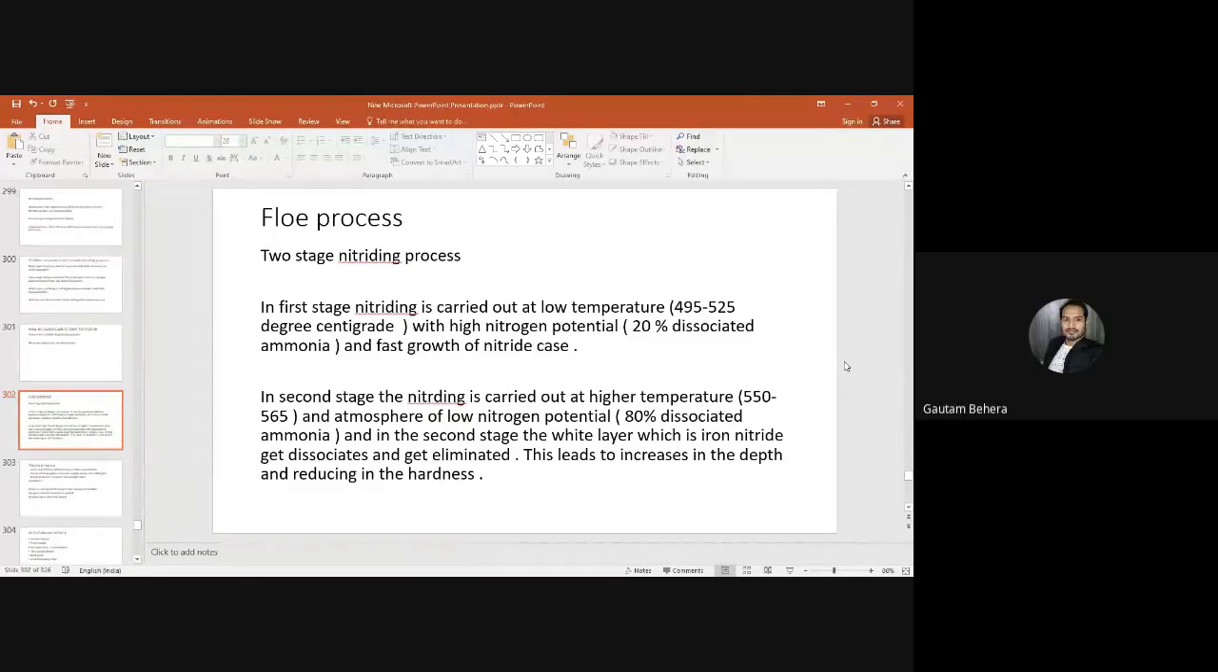Okay, Rutuparna, you want to speak something about this? Sir, if there will be high partial pressure, then there will be high nitrogen potential, and if very low partial pressure, then there will be low nitrogen potential. Yes, good. So now you have to justify how high nitrogen potential means high partial pressure and low nitrogen potential means low pressure of nitrogen.